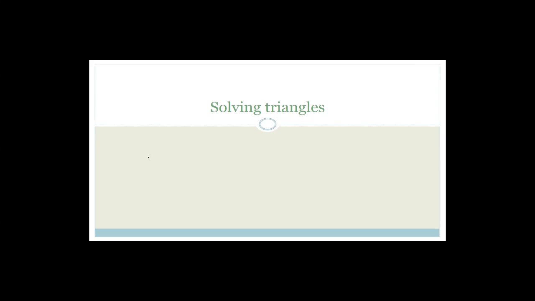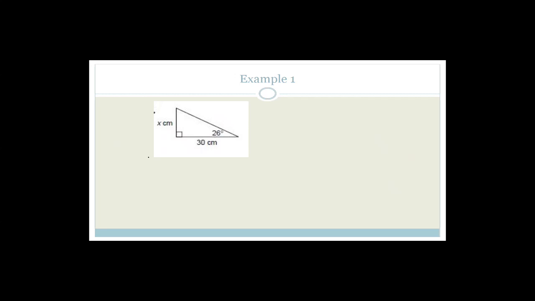Okay, now we're looking at solving triangles. Okay, so we are given an angle of 26 degrees. We are given 30 centimeters and we are asked to find x. Okay, so let's think about that. We've got a right angle triangle, so we can use SOH CAH TOA. Okay, we've got the angle, so this side is our adjacent side and this is our opposite side. So we've got opposite over adjacent. So we're using opposite and adjacent. The way I always do this, and yes, this is quite a simple example, so it might seem silly to be doing all of this, but let's go through it.